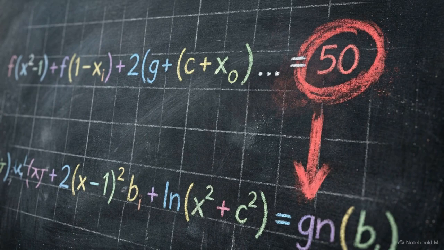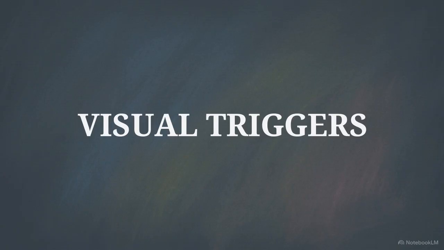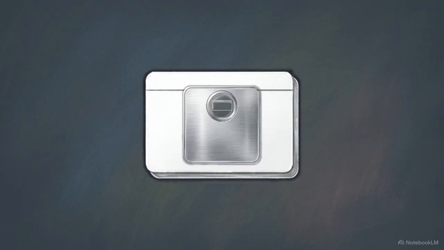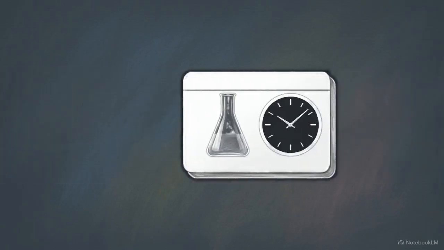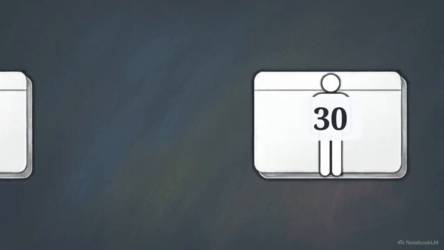Let's lock down the visual triggers that dictate your exam strategy. When given weight in pounds, immediately convert to kilograms. See a drop factor? Solve for drops per minute. Given volume and time, divide them. If calculated BMI reaches 30, classify as obesity.